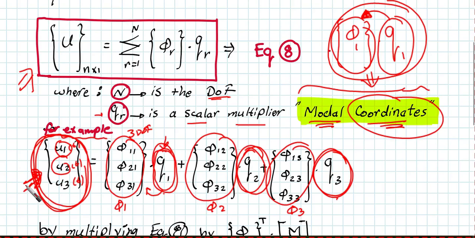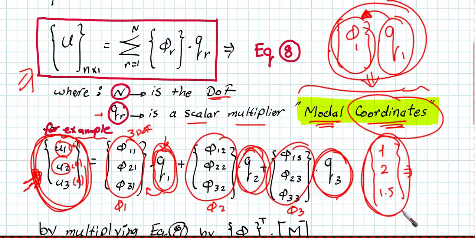Then I am going to tell you, for example, if we have u1, u2, and u3, it is like 1, 2, and 1.5, for example. Let's assume this is the u1, u2, and u3 here, which is the displacement. I'm going to tell you that this 1, 2, and 1.5, this vector of displacement, is going to be like q1 times the first mode shape, q2 times the second mode shape, q3 times the third mode shape.